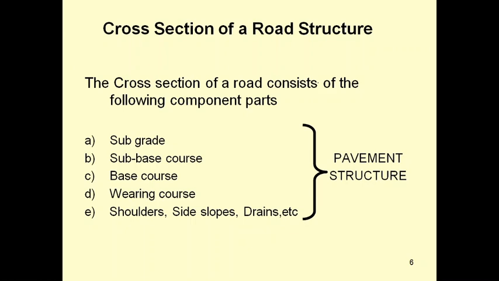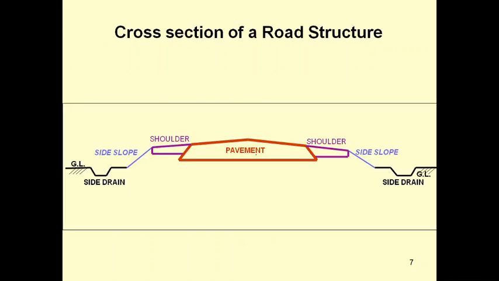You can see a cross section of a road structure here. This is the pavement, this is the shoulder, these are the side slopes, and this is the side drain. The rainwater which falls on the road moves slightly to the side drains. So this is the actual cross section of a road.